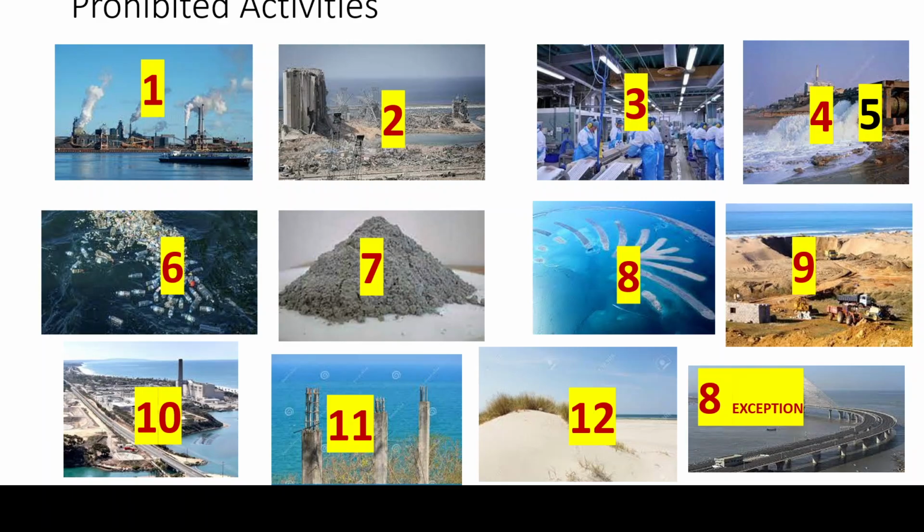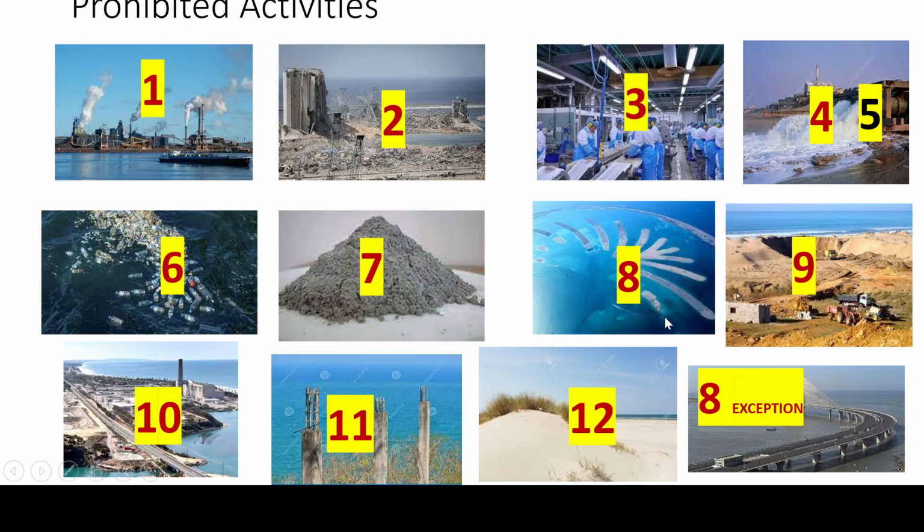So what is land reclamation? You have seen in Dubai, they have built a city in the sea, right? So that is known as land reclamation. That is not permitted without proper approvals. One exception here is building up of a sea link. We have seen the Bandra Worli Sea Link in Mumbai. That is one of the exceptions for this point 8.